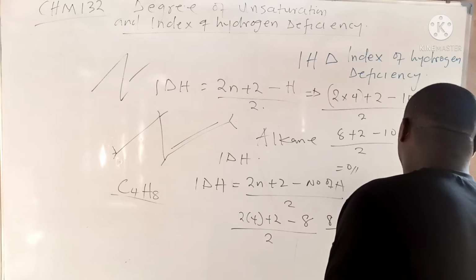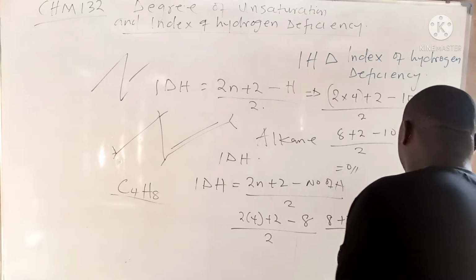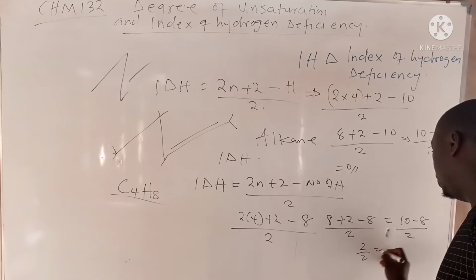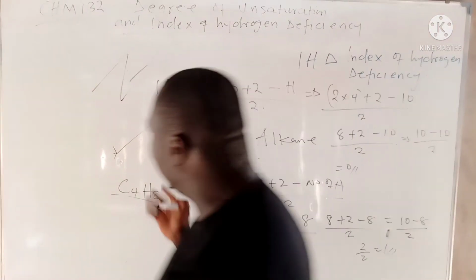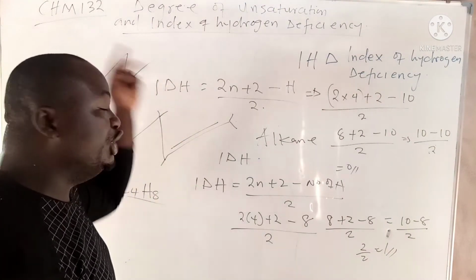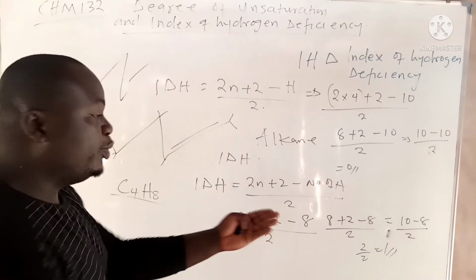So I am left with 10 minus 8 divided by 2. And this is 2 all over 2, which will give me 1. From here you can see that when I'm talking about the double bond, the IDH is 1. And I just proved it here.